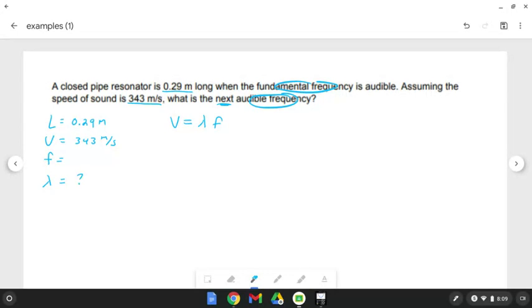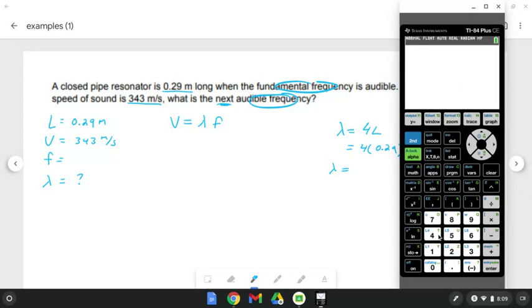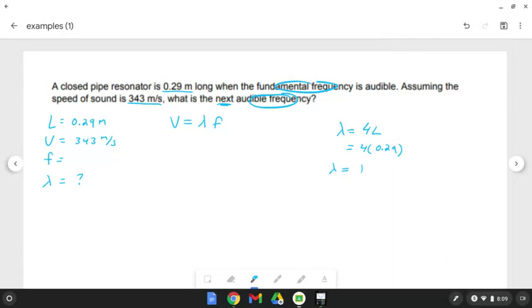Now, to get that, we're going to be using the closed pipe resonator equation. Lambda is equal to, because we're solving for the fundamental frequency, we're just going to say 4L. Okay, lambda is equal to 4L. So I'm going to take my numbers, 4 times 0.29, to get my new wavelength that is created at the fundamental frequency. 4 times 0.29 gets me 1.16 meters. So that is the wavelength to create the fundamental frequency.